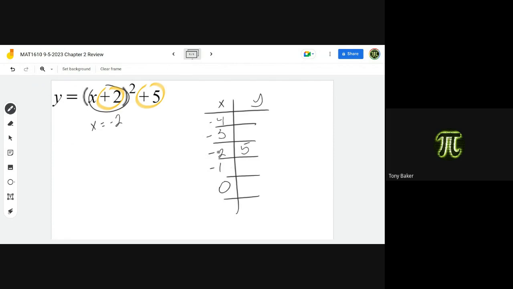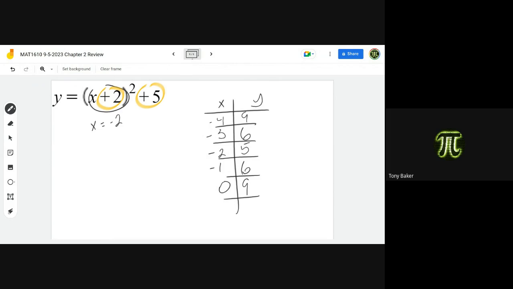-1. -1 plus 2 is 1. 1 squared is 1 plus 5 is 6. If you remember your parabola term, since they found the middle, that one also has to be 6. 0 plus 2 is 2. 2 squared is 4. 4 plus 5 is 9. And that would also have to be 9.